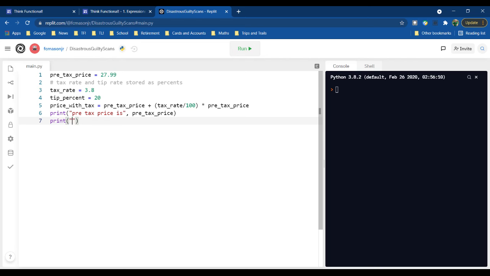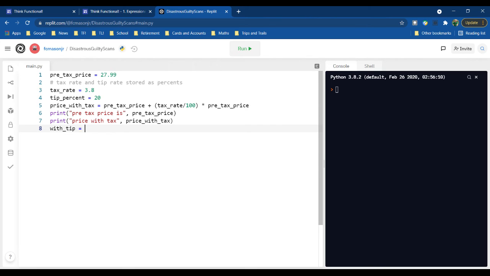And then on line number 7, we'll print the price with tax. So price with tax, and then comma, price with tax. It might seem repetitious, but it's not, because again, the first is a string and the second is not. And then how about with tip? Okay, that is price with tip.